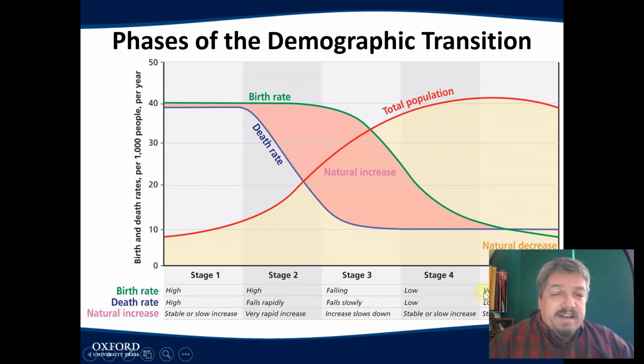The birth rate stays very low. The death rate stays low. And now you have a situation in stage 5, which is the opposite of stage 1. Low death rate, low birth rate, and the population begins to shrink. This would be a country like Japan. Japan's actually been losing people since the 1980s. Their population has been shrinking.